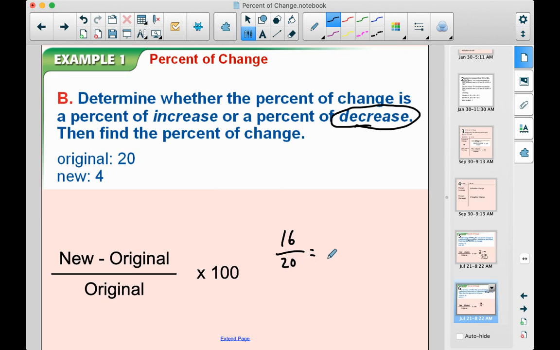Okay, so 16 divided by 20, if you divide that, you get 0.8. Okay. Multiplying it by 100 means we're turning this into a percent. So that's 80%. So we would call this an 80% decrease. All right. If you had $20 in the bank and now you're at $4, you could say that your bank account decreased by 80%.